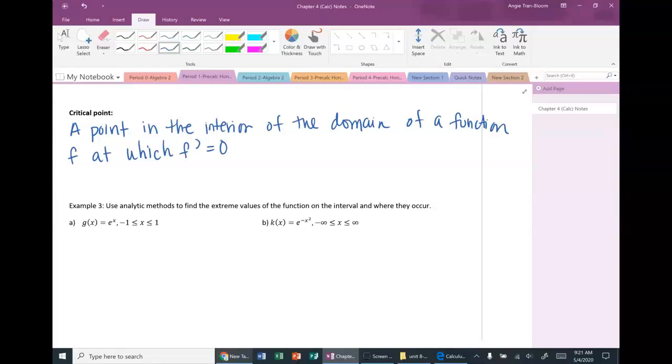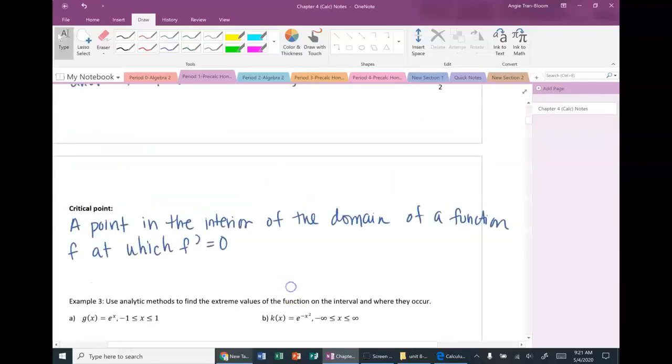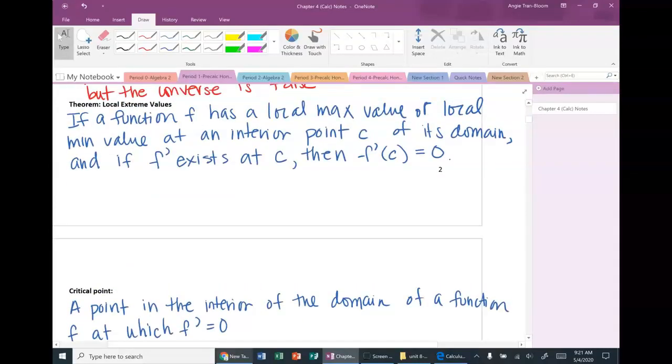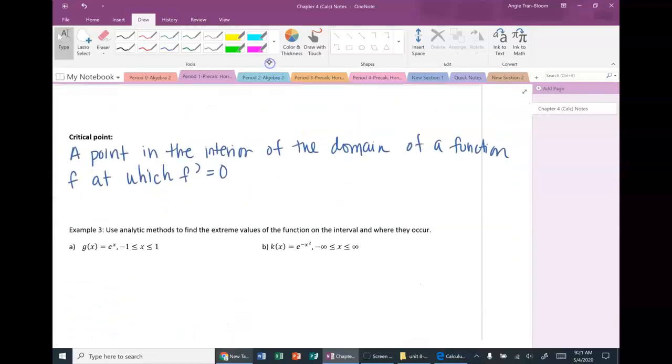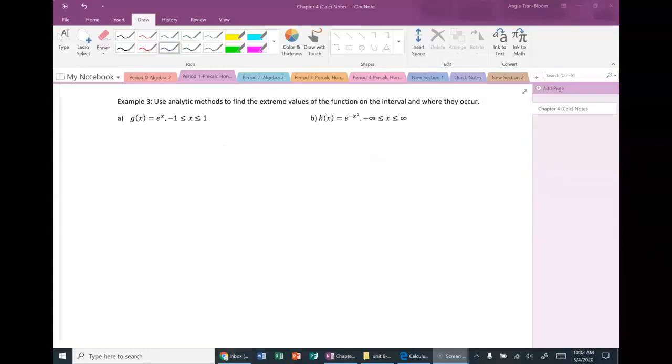As you can see, a point in the interior of the domain of a function f at which f prime equals 0. Based on this definition right here, I'm not done with that definition yet, this is called a local min or local max. Or f prime does not exist. So the critical point has two parts. It could be when you have a local min or local max, or when you take the derivative and it doesn't exist.